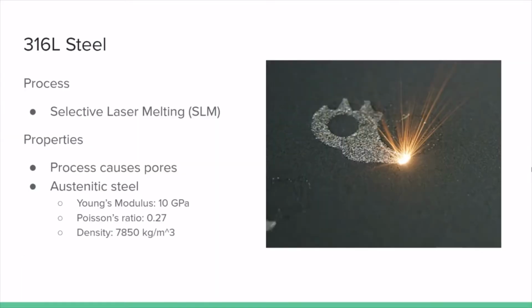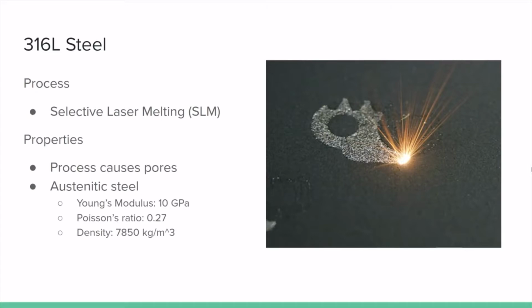Our metal chosen is 316L steel, which is made using the selective laser melting process. In this process, a high-power laser is directed in a pattern at a bed of metal powder. The powder is melted by the laser and allowed to solidify together. After a layer is completed, more powder is added and the process is repeated until the desired geometry has been completed.